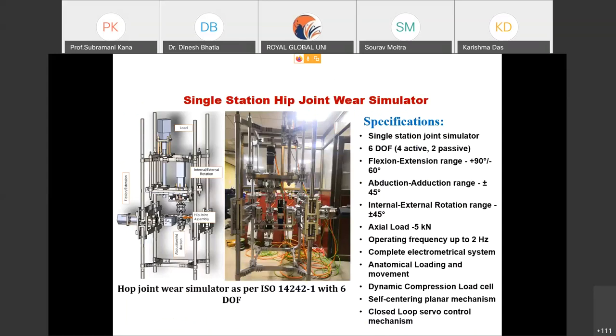Okay, that is why we have developed a hip joint wear simulator that can be used. It was developed as per the ISO standard 14242. This can work with flexion extension, abduction adduction, and internal external rotation along with the dynamic loading as per ISO 14241. Okay, so we are able to test it.